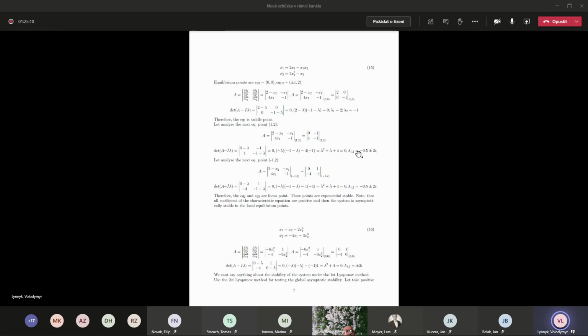Yes, because this system is locally exponentially stable at this point (1, 2), because the real part of the eigenvalues is negative. Both eigenvalues have a negative real part. Next we analyze the next equilibrium point (-1, 2).